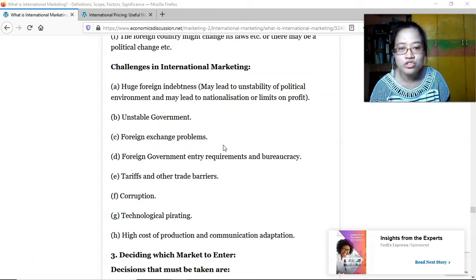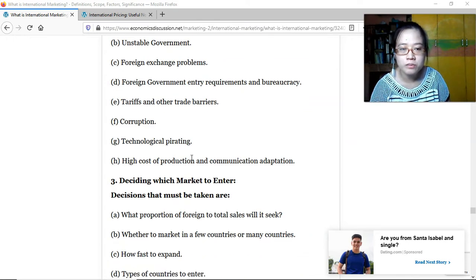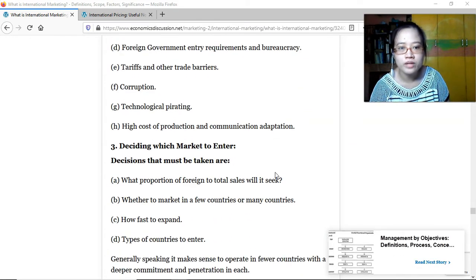Unstable government, foreign exchange problems, foreign government entry requirements and bureaucracy, tariffs and other trade barriers, corruption, technological pirating for digital products, high cost of production and communication adaptation.